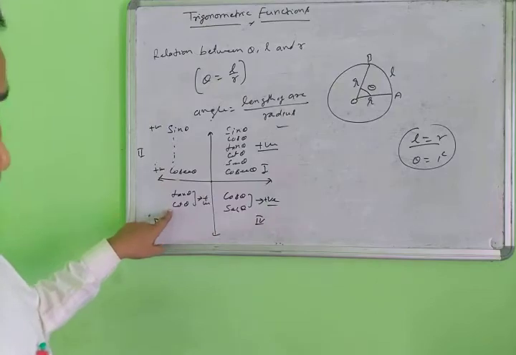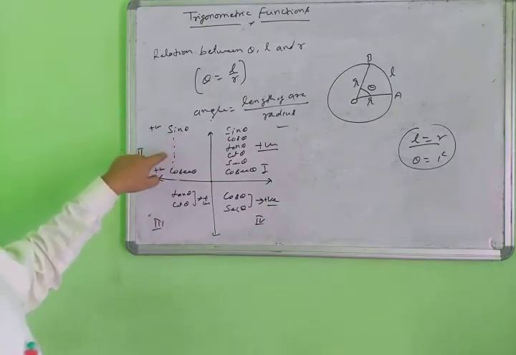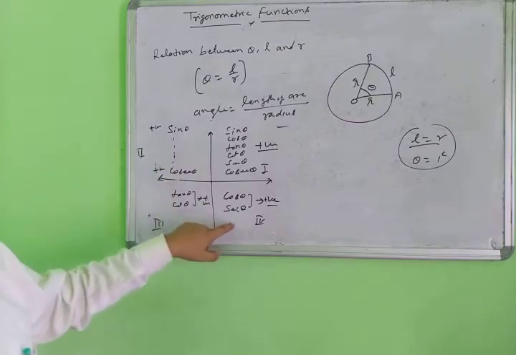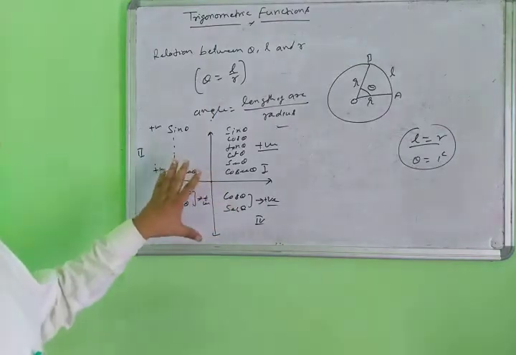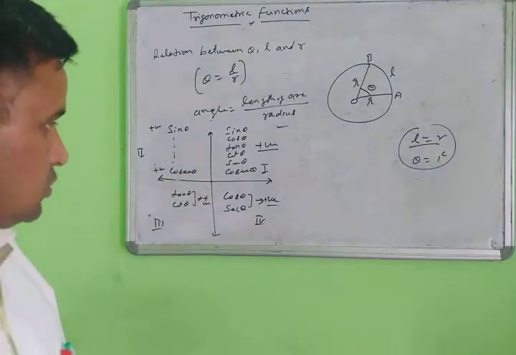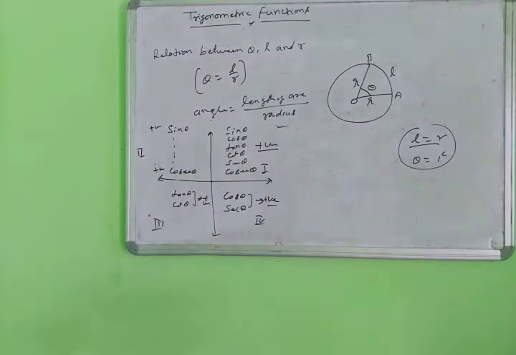Tan theta and cot theta are positive. Sin theta and cosec theta are positive. The other trigonometric ratios here are negative. Here the others are negative, and here the others are negative. Then this is your basic structure of the trigonometric ratios. Next point, just note it down.